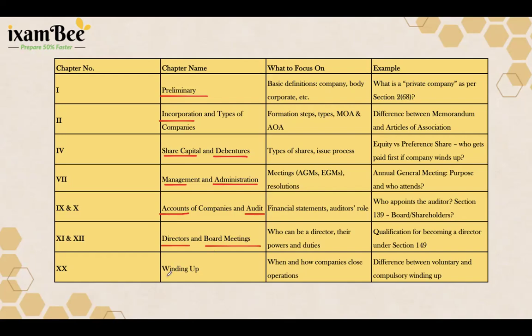Then you have winding up, which is in chapter 20. This chapter deals with how companies are closed, either voluntarily or compulsorily. So, understanding the difference between the two types of winding up and the process involved is very important from an application based perspective. So rather than spreading yourself thin across the entire act, it's better to focus on these high yield chapters.